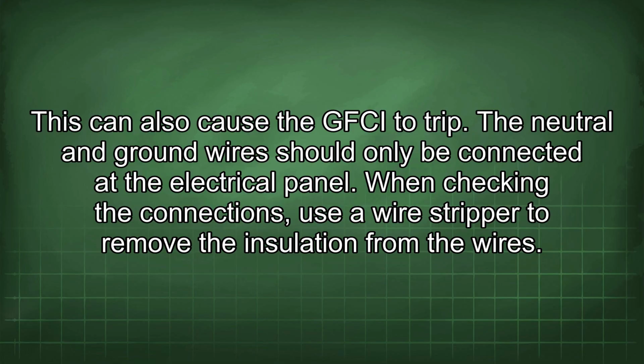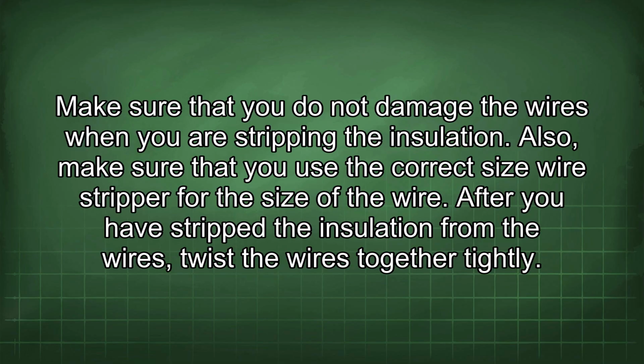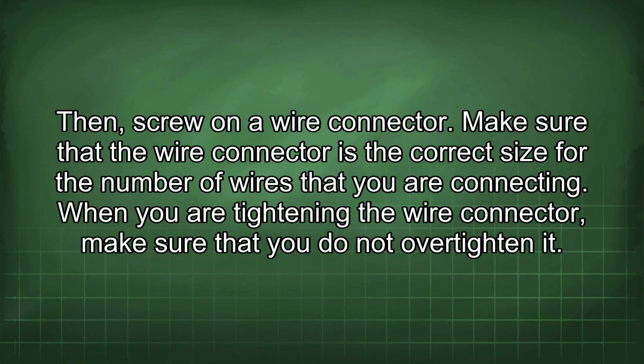When checking the connections, use a wire stripper to remove the insulation from the wires. Make sure that you do not damage the wires when you are stripping the insulation. Also, make sure that you use the correct size wire stripper for the size of the wire. After you have stripped the insulation from the wires, twist the wires together tightly. Then screw on a wire connector.